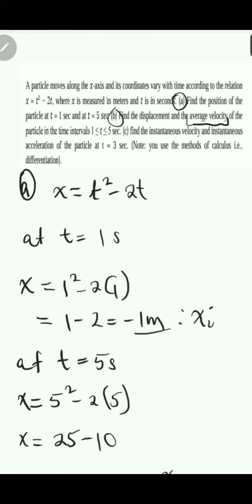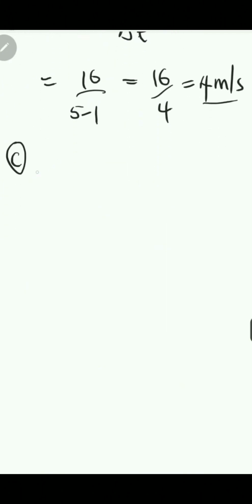From there, we then move to C. Now C, what we have is we're told to find the instantaneous velocity and instantaneous acceleration.